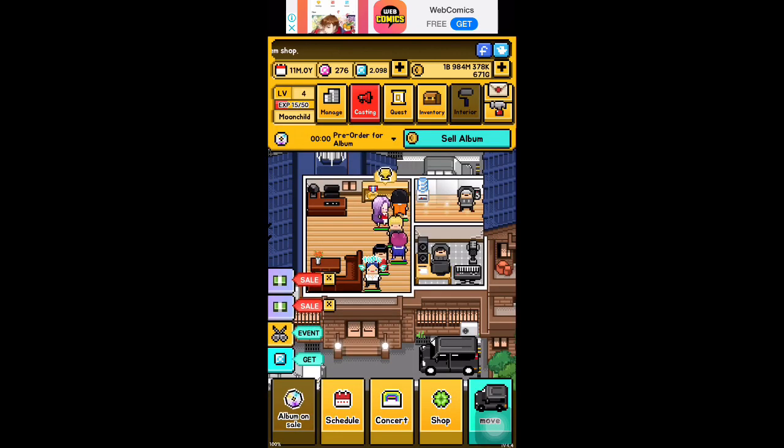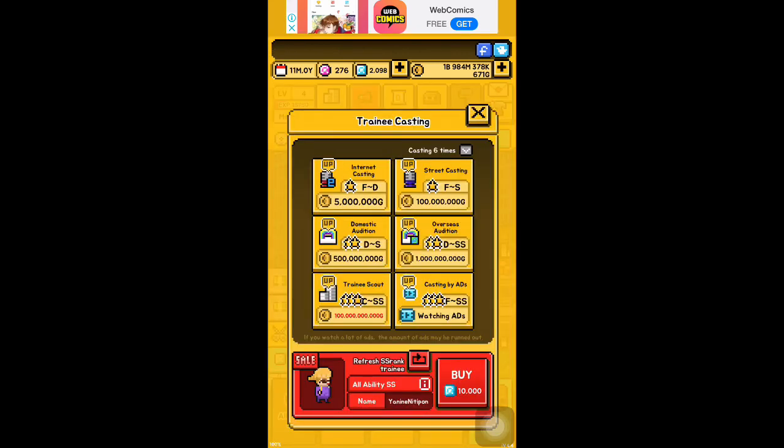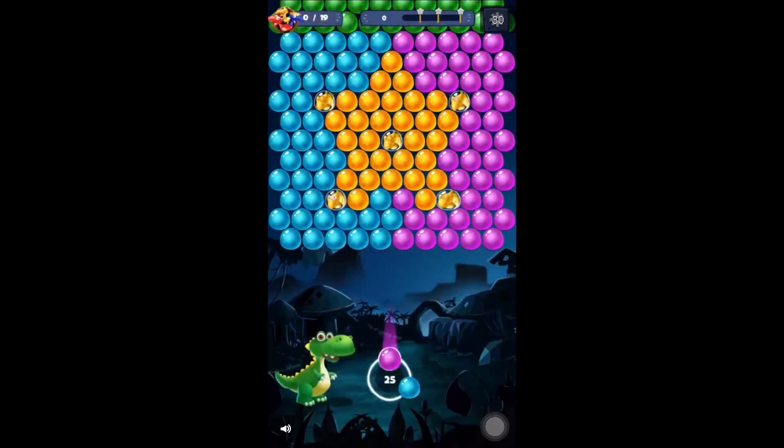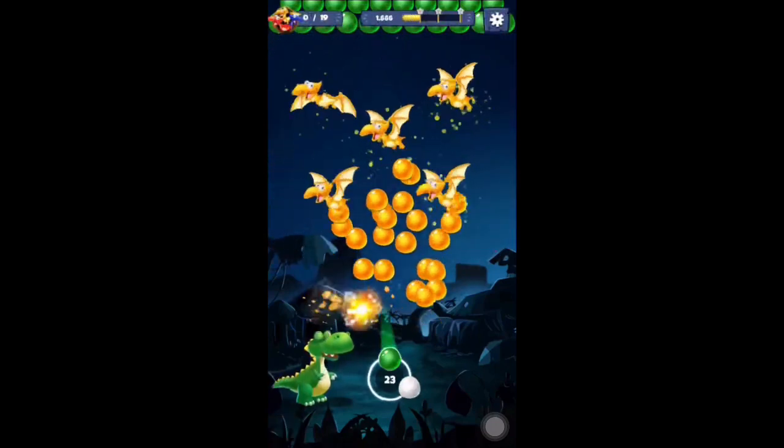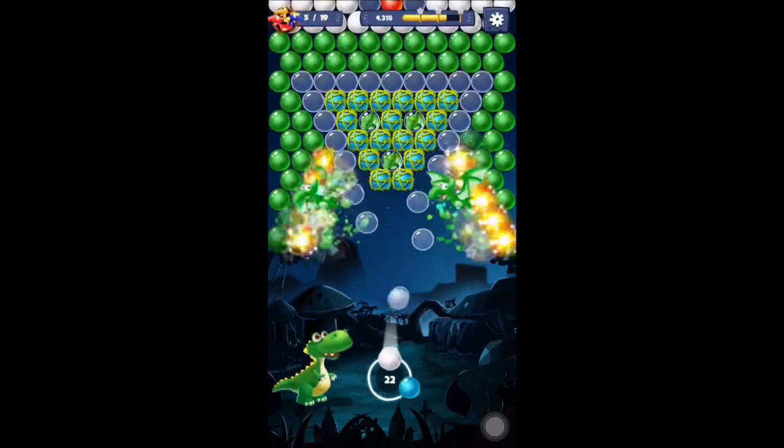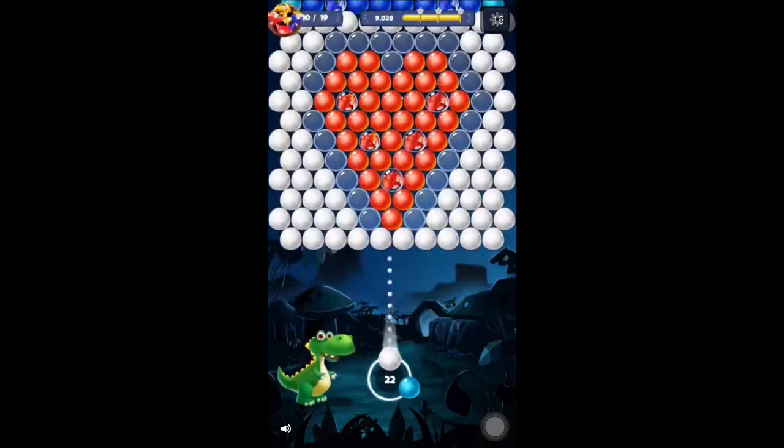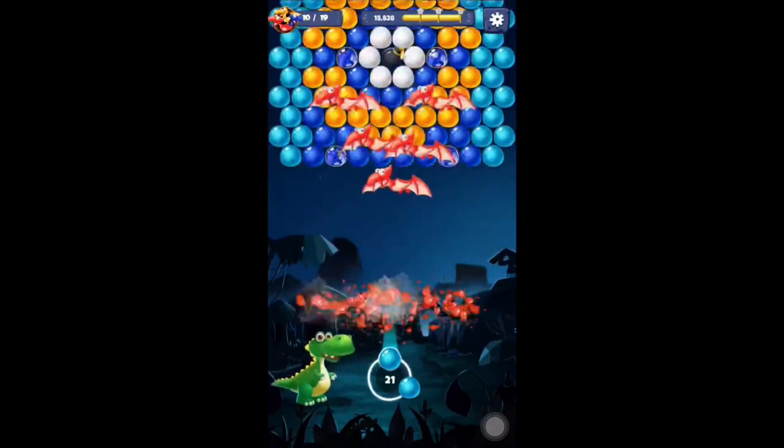So first you go to casting, and then I suggest you go to casting by ads, because first you don't have to spend money and you get a member for free because you don't have to spend anything. So I'll fast forward to this ad. Actually, the great part of this is that you get a trainee and you don't need to spend. So once you finish the ad, you get a member.